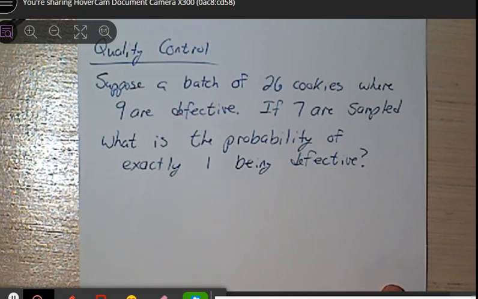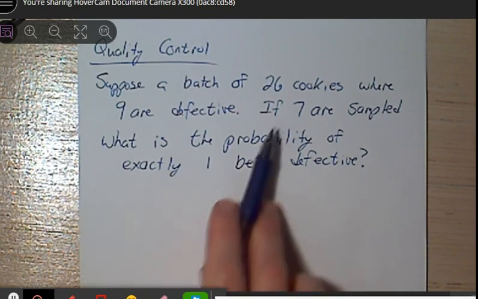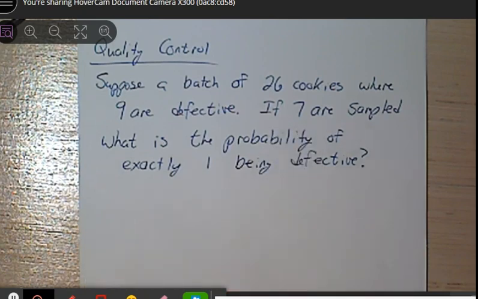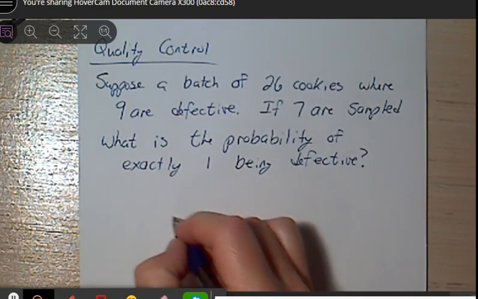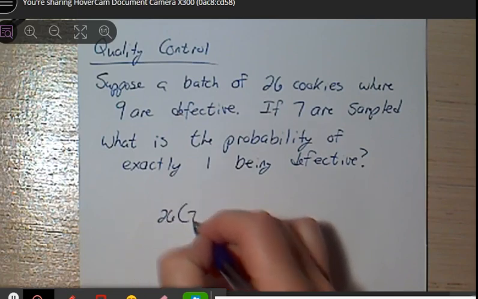Okay, so here's where you've got to kind of get the pictures for what we're doing here. We have 26 cookies in the batch that we're doing. We're going to sample 7. And again, if you're just sampling cookies, the order doesn't really matter. So the number that's in the sample space is 26 choose 7.